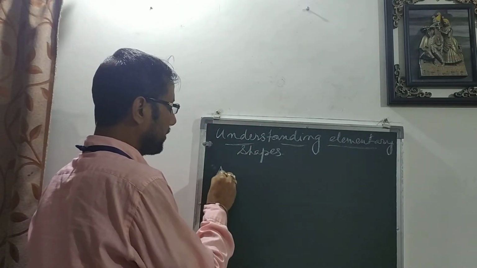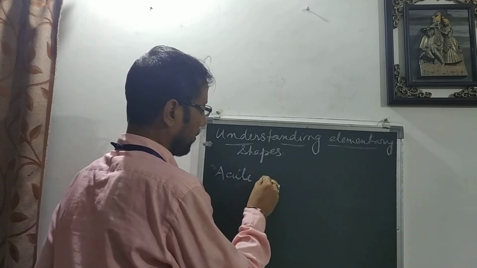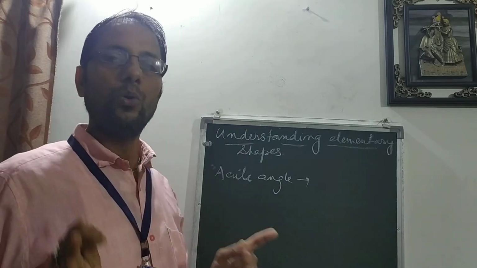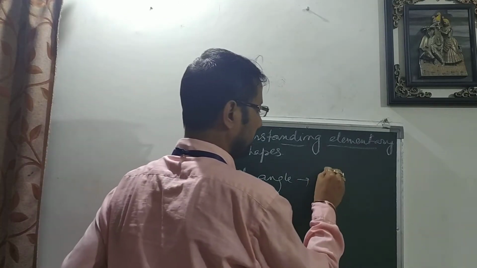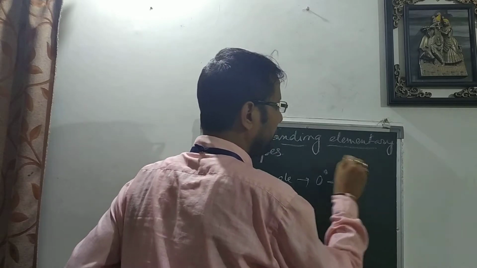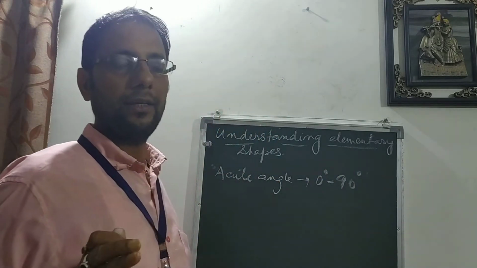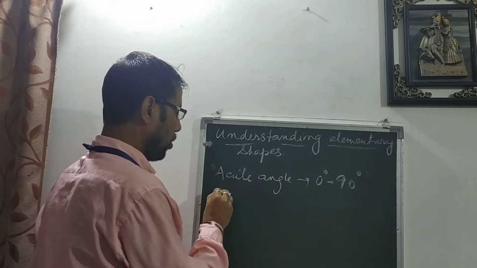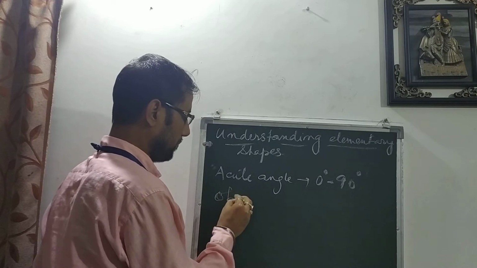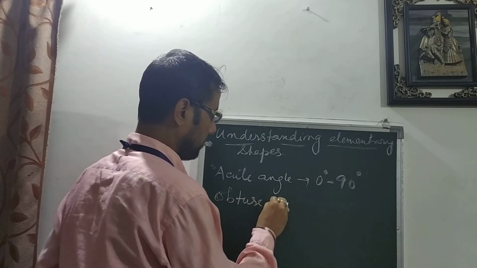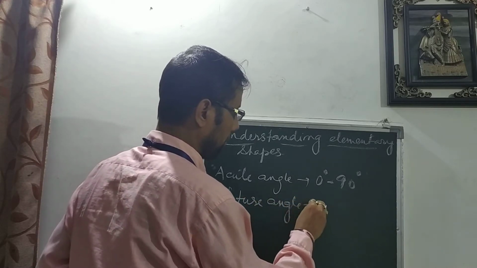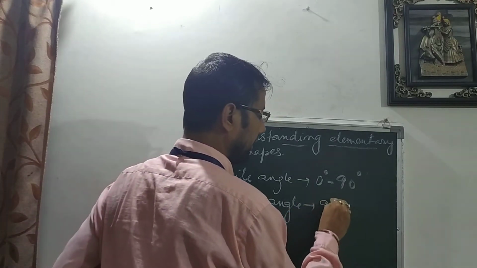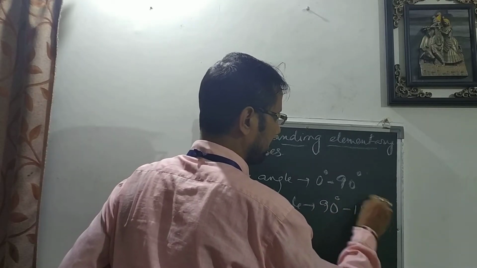First let us learn acute angle. Acute angle means the angle whose measurement is between 0 and 90 degree. Next, obtuse angle. Obtuse angle is the angle whose measurement is between 90 degree and 180 degree.